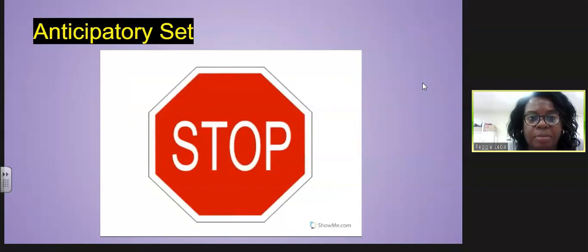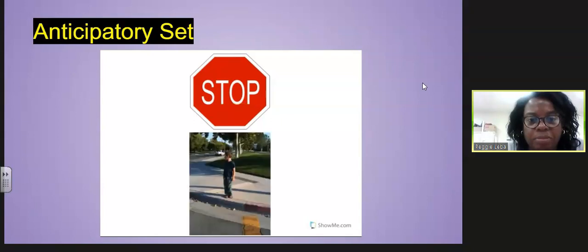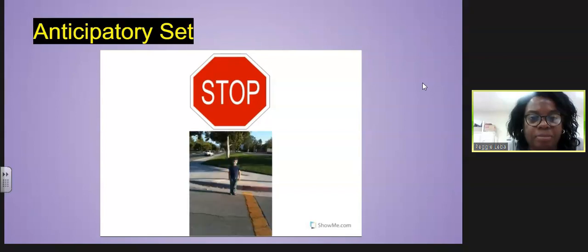Look at the sign. The sign says stop. Stop means stop walking. You have to stop when you see the stop sign. Before you can start walking again, you have to check and make sure there are no cars coming. First, you look to the left. And then you look to the right. If there are no cars, then you can step into the crosswalk.